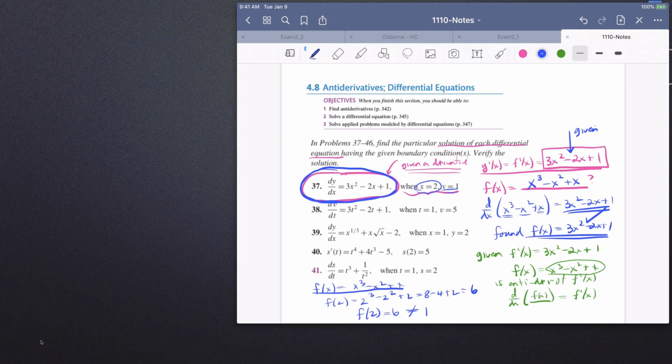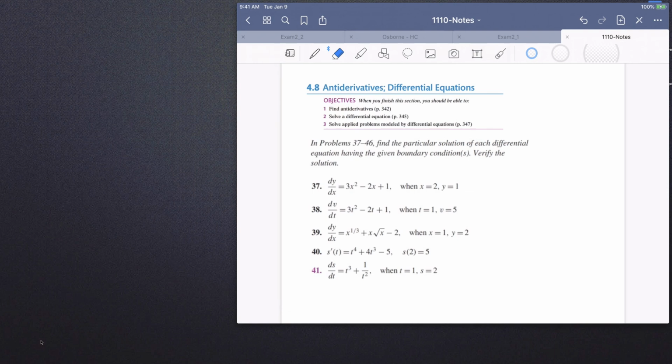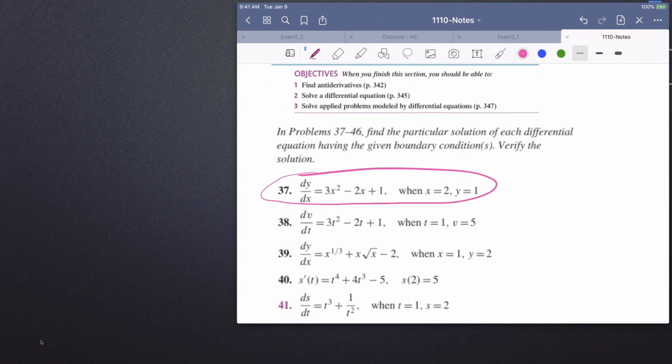Okay, and that will let us go back to this problem that we had a second ago and finish it. Let me clear this page. So now we'll go ahead and finish this problem exactly as they wanted. Here we have a derivative given. They want you to find an antiderivative. Find an antiderivative of f prime of x is equal to 3x squared minus 2x plus 1, so that when x is equal to 2 in that antiderivative, you get a y value of 1.